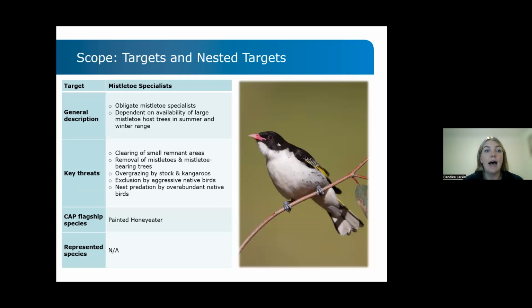Okay. Then we have the mistletoe specialists. These are obligate mistletoe specialists that only feed on mistletoe. Our flagship species is the painted honeyeater. Removal of mistletoe from trees and clearing of their native habitat is a huge reason for their decline. These guys are also really important because the painted honeyeater and the mistletoebird are the key dispersers of mistletoe in Australia.